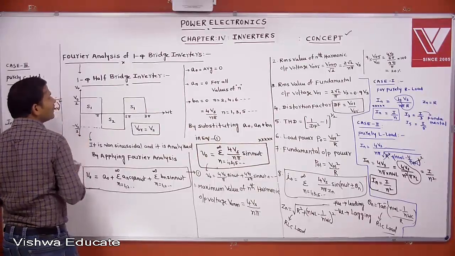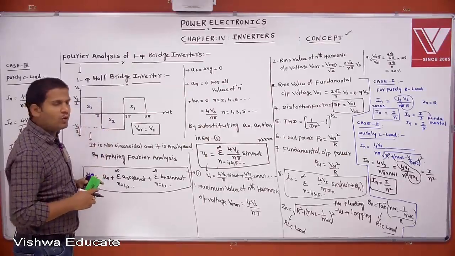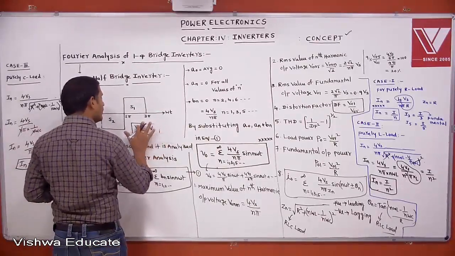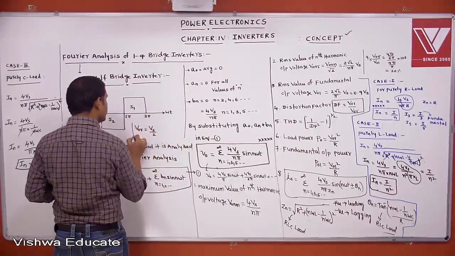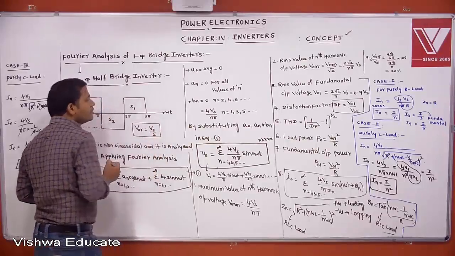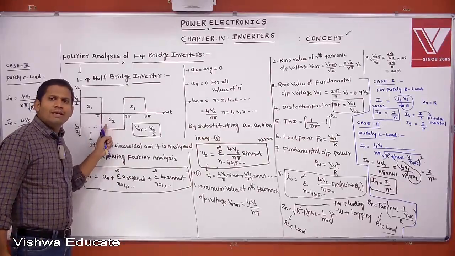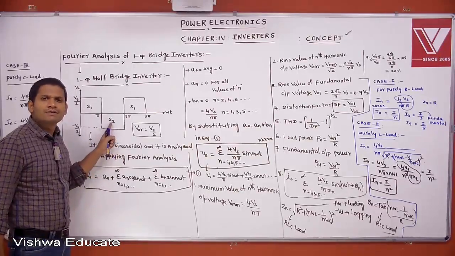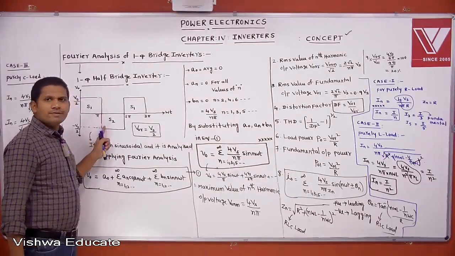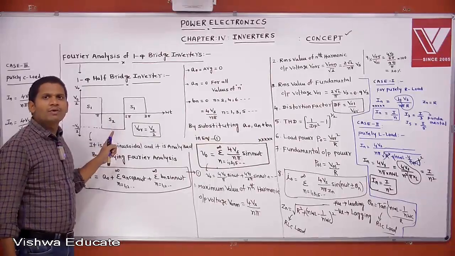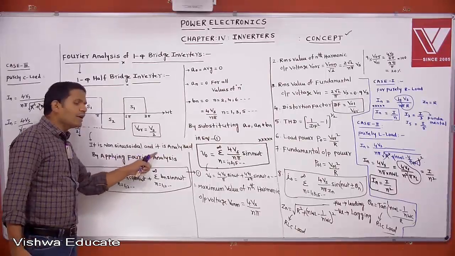This is minus Vs by 2. Then, if you calculate the RMS output voltage of this waveform, it is a square waveform, so V naught RMS equals Vs by 2. Whatever output waveform we are getting in half bridge inverter, is it sinusoidal or non-sinusoidal? Non-sinusoidal. We know that any non-sinusoidal waveform is analyzed by using Fourier series.